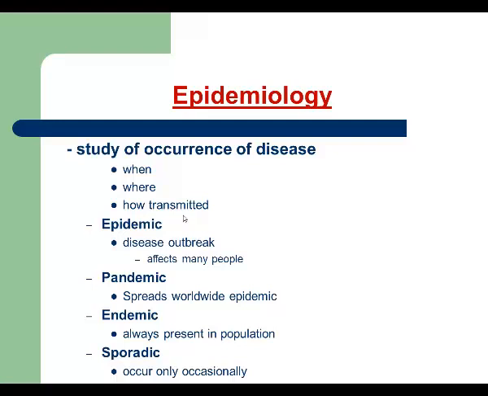From the epidemiology point of view, all infections can be divided into four main groups. The first group is called epidemic infections, or epidemics. What does that mean? It means we have an outbreak of infectious disease that affects a lot of people within a short period of time. As an example, we can use flu, cholera, or poliomyelitis.